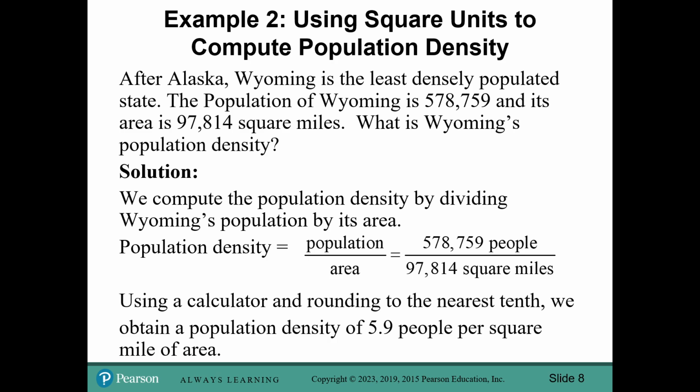All right, now in order to compute this population density, what we're doing is dividing Wyoming's population by its area. So the population density here equals the population divided by the area. Okay, the population is the number of people, which is 578,759 people. The area here is the 97,814 square miles. Let's do this division using the calculator and rounding to the nearest tenth. Once we do that, we see that we should obtain a population density of about 5.9 people per square mile of area. So that is how we find population density. Number of people over our area. In this case, our area, we use square miles.